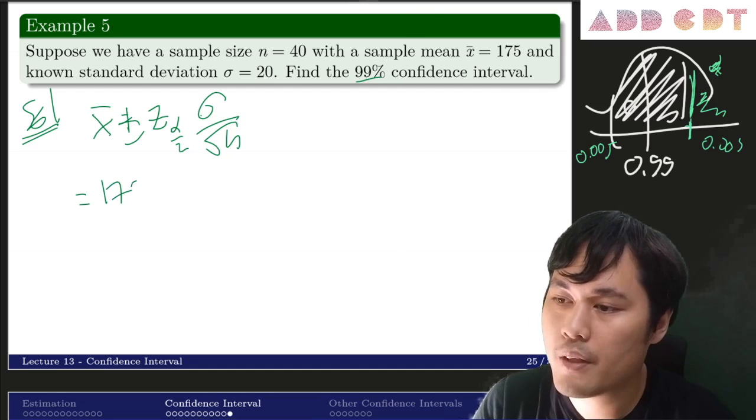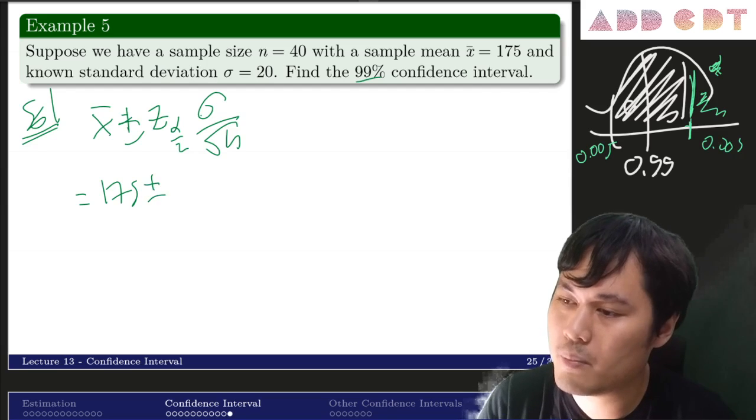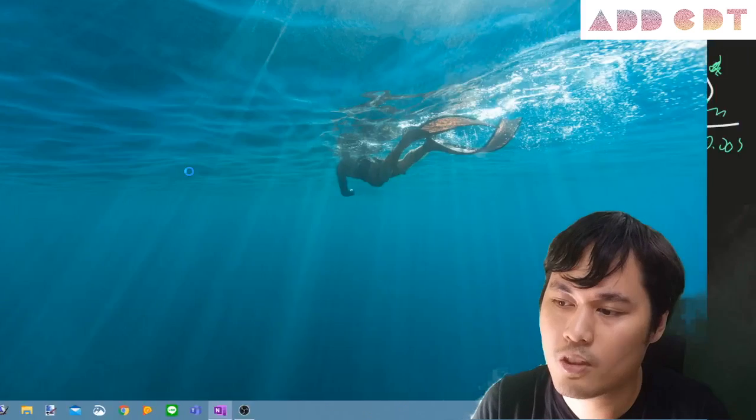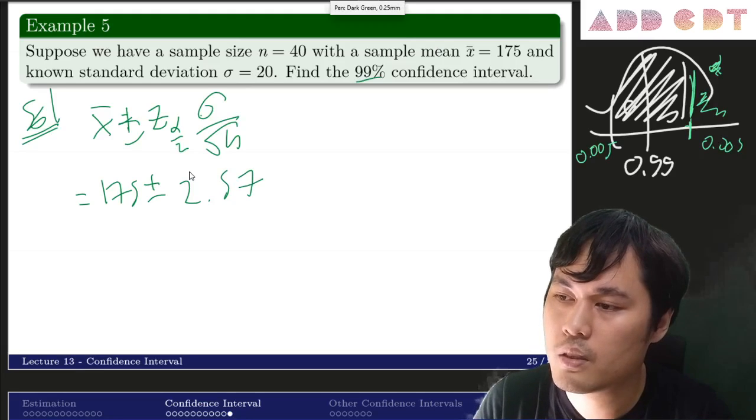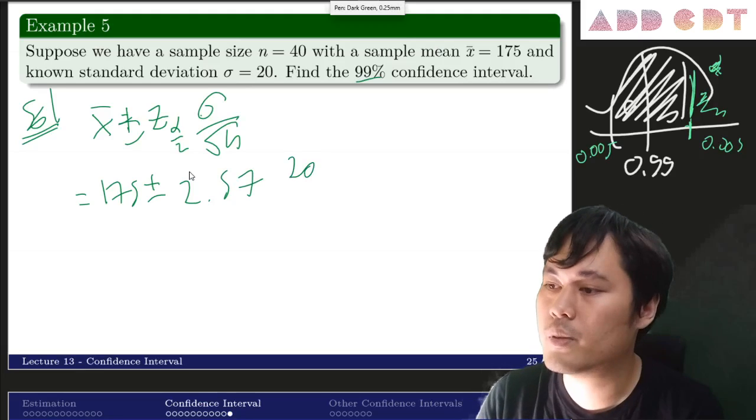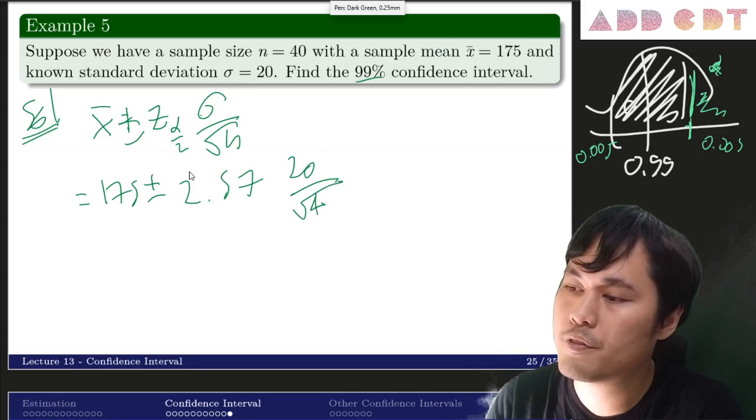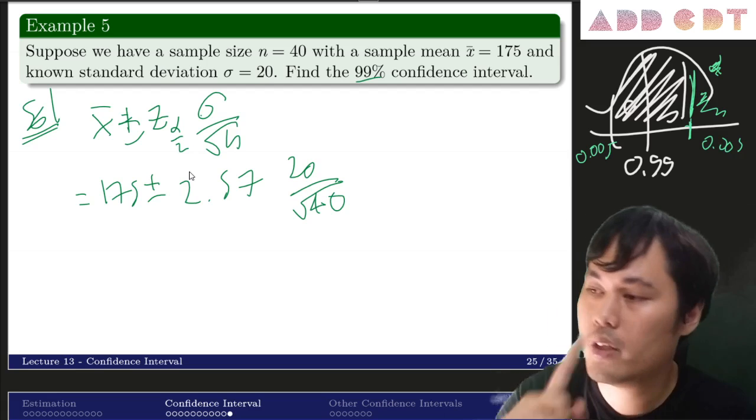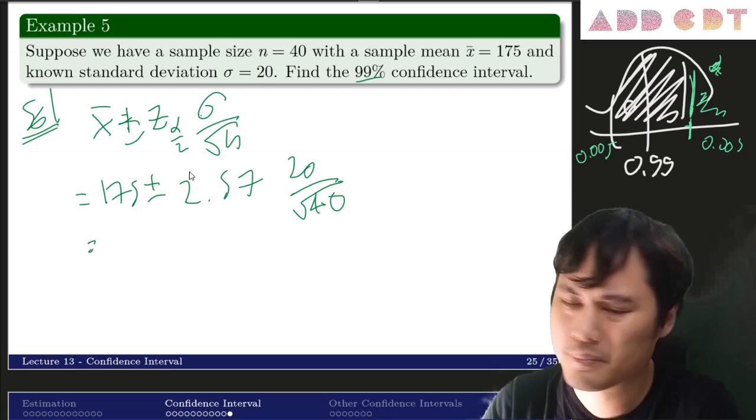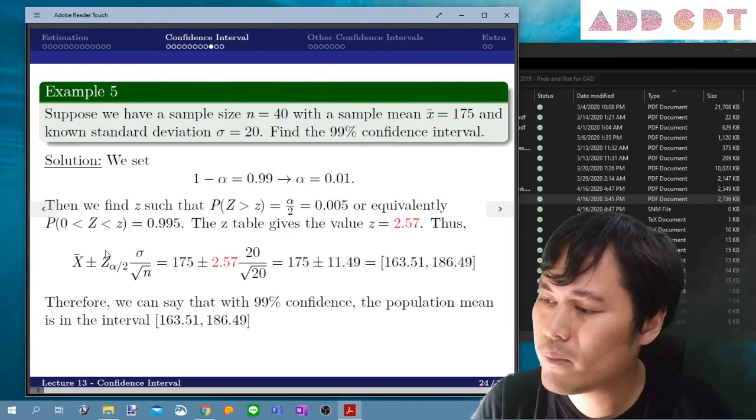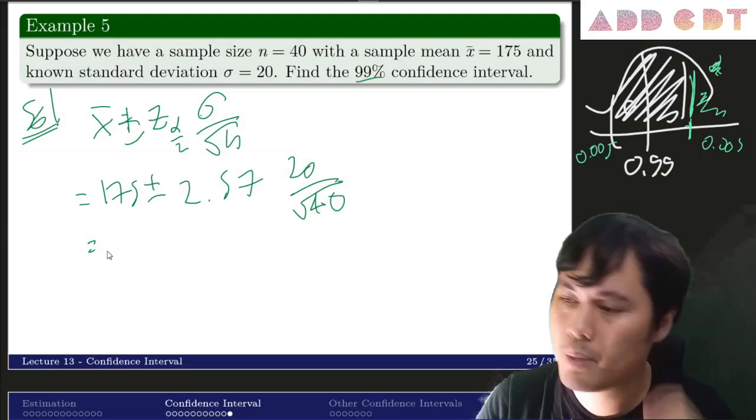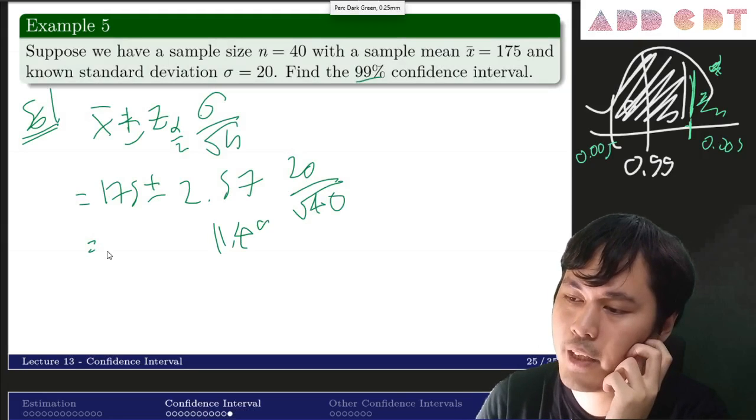So again, we have 175 plus or minus that number, whatever it is, 2 point something. 2.57 times 20 divided by square root of 40. I think there's a typo in the slide, and we fix that. And that happens to be 11.49.